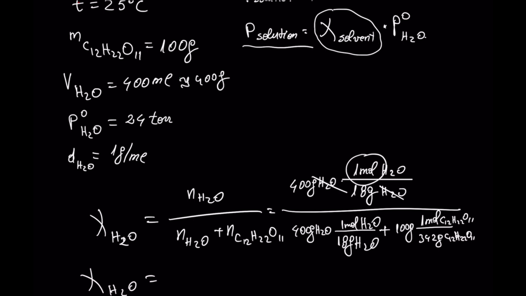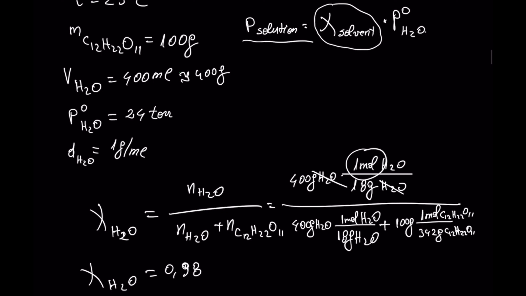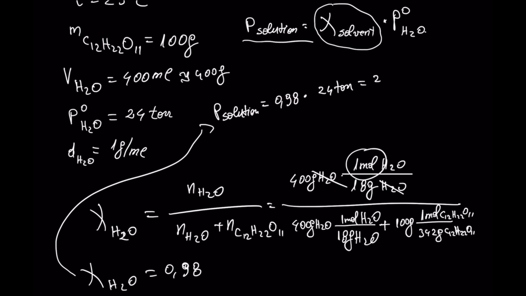So the mole fraction of water is equal to 0.98. Now we have the option to calculate the pressure of the solution. So if we calculate here, pressure of the solution is 23.52 torr. So it is lower than 24 torr. It's not dramatically low, but it is lower.